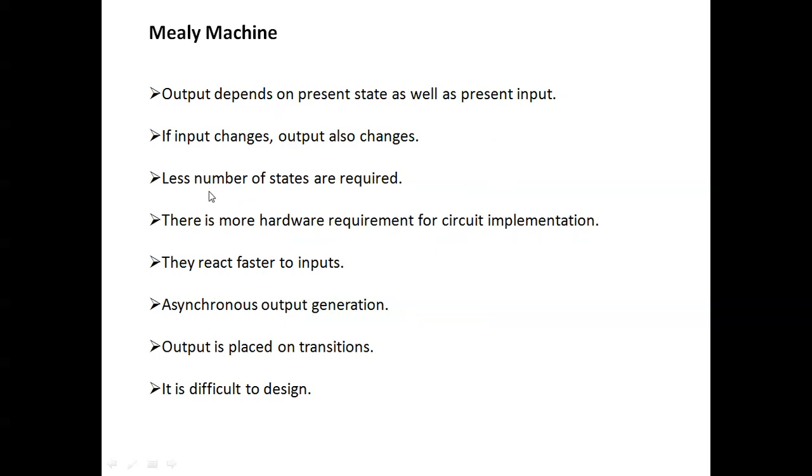And the features of a Mealy machine: the output depends upon the present state as well as the present input. If the input changes, the output also changes. Fewer states are required, and more hardware is required for circuit implementation, and it reacts faster to inputs. It is asynchronous output generation. The output is placed on the transition. It is difficult to design compared to a Moore machine.